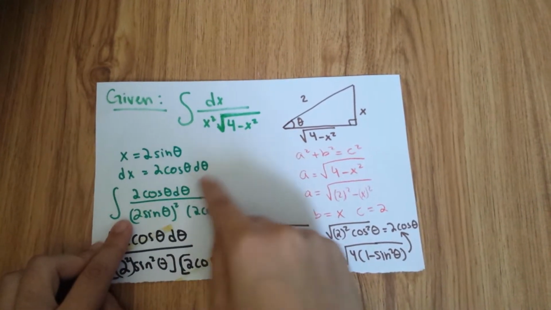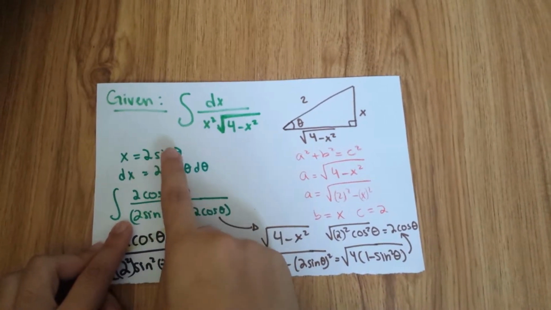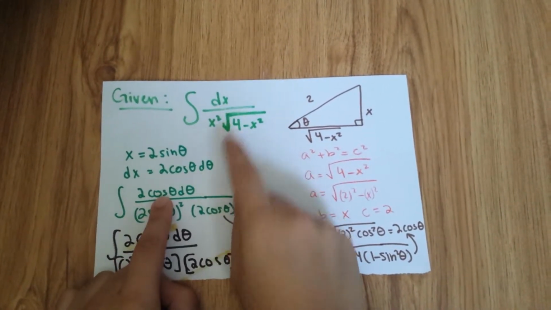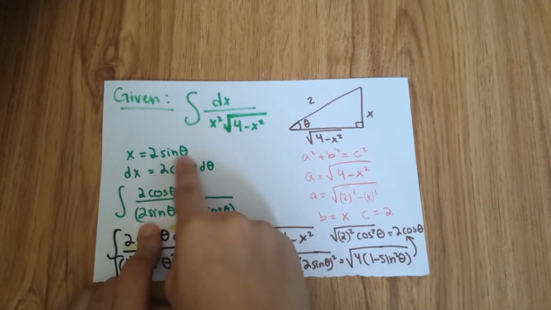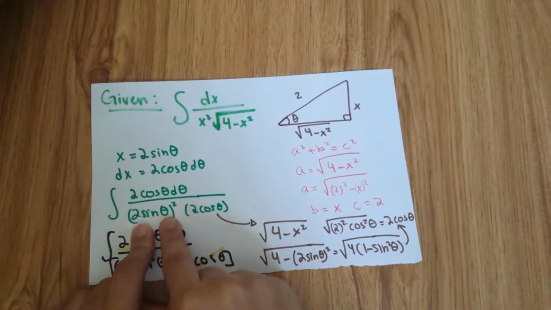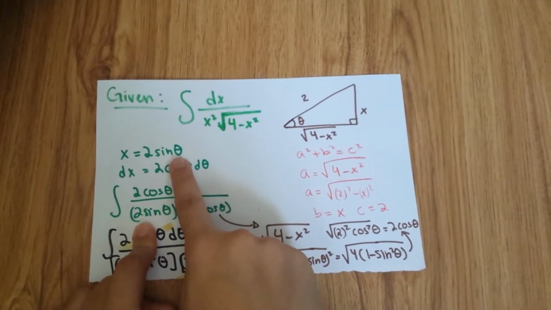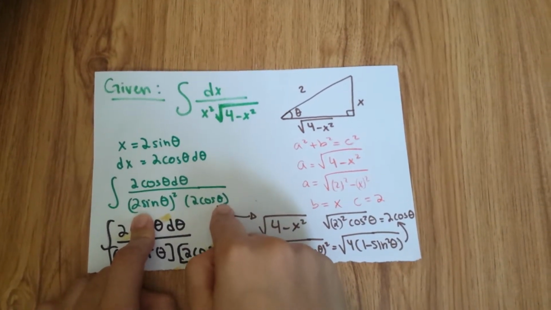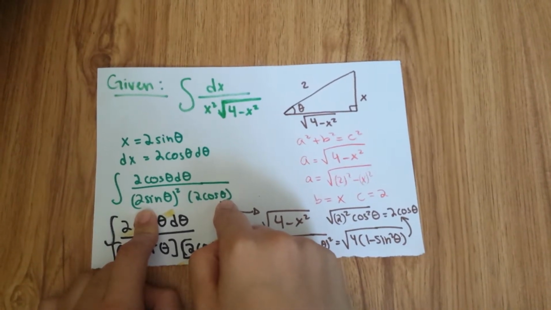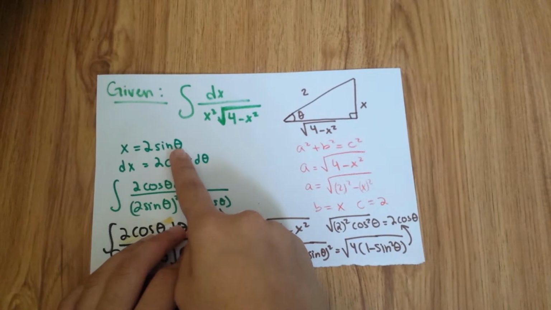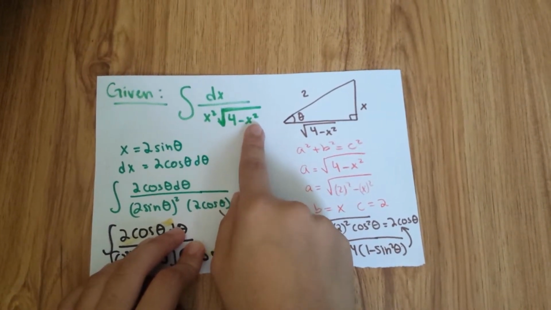Now we substitute in all of the relevant terms. So dx is 2 cosine theta d theta. X squared is just our x term squared. And then for rad 4 minus x squared, it's 2 sine theta. But wait, why does it say 2 cosine theta? That's because you have to substitute in 2 sine theta for x.